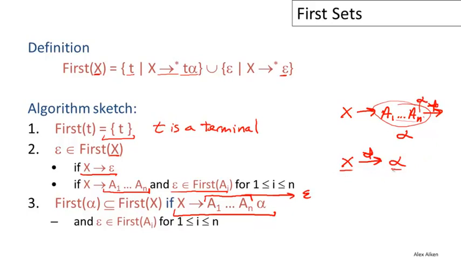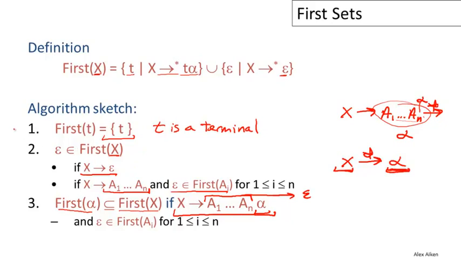And what does this mean? Well, this means that anything that is in the first of alpha is going to also be in the first of X. So if any prefix of the right-hand side can disappear, then the remaining suffix, the alpha, it doesn't matter what the alpha is, the first of alpha will be a subset of the first of the non-terminal on the left-hand side, X in this case. All right, so that is a definition of first sets and how you compute them.